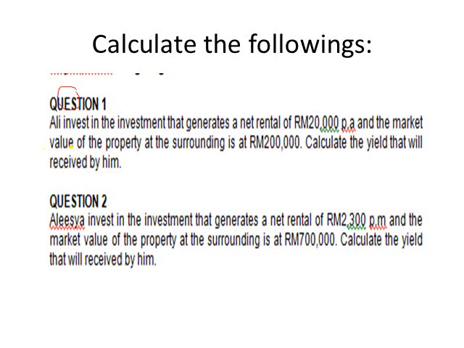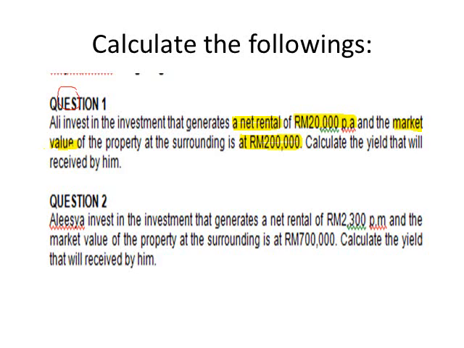Okay, so next, let's look at this example. We have question 1 and question 2, so two questions here. Let's first look at question 1. Ali invests in an investment that generates a net rental, so no need to deduct the outgoings, of 20,000 per annum, and the market value of the property in the surrounding area is 200,000. Calculate the yield received by him.